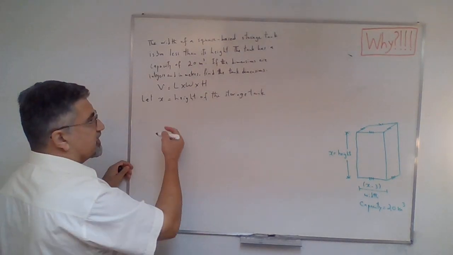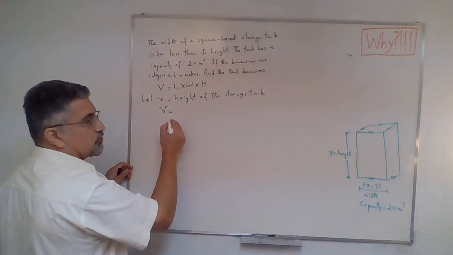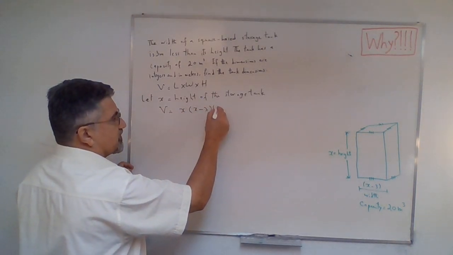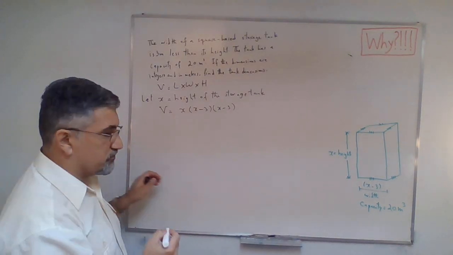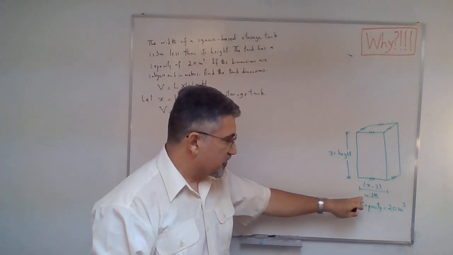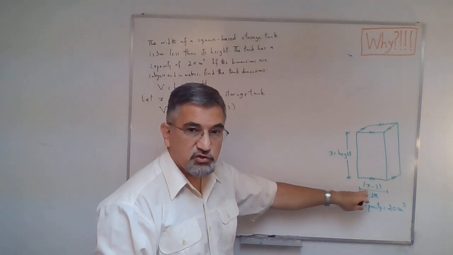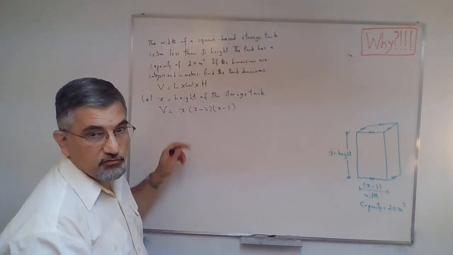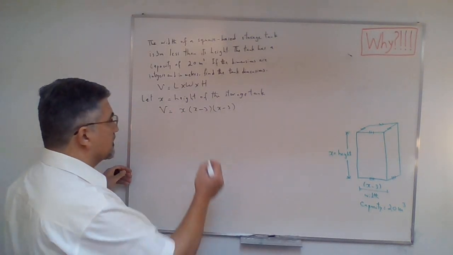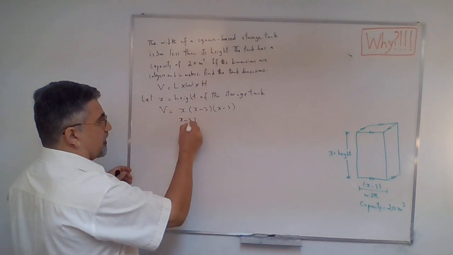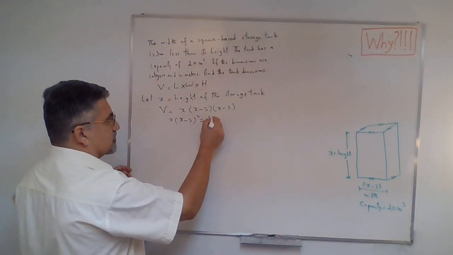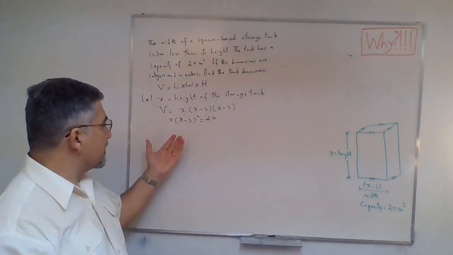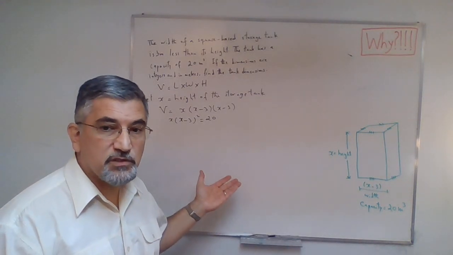Okay, in that case, the volume would be height times length, which is x minus 3, times the width, right? So the length and the width are both equal because we have a square for the base, and they're both equal to x minus 3, but the height is x. So that's the volume, but the volume is 20, we already know that. So I end up with x minus 3 all squared times x equals 20, and I came up with an equation just like that. Okay, but now the question is, how am I going to solve this equation?